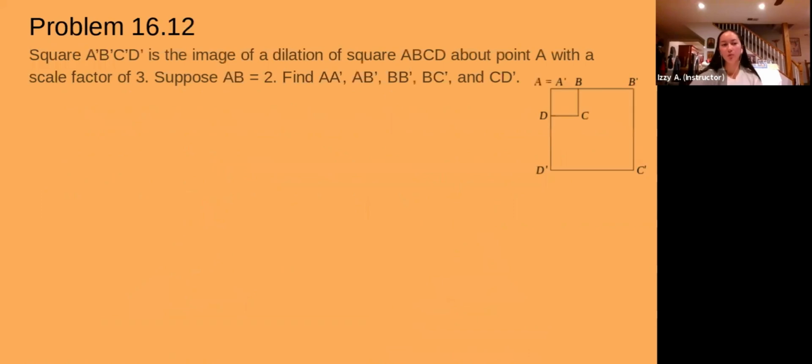Okay, next we have problem 16.12. Square A'B'C'D' is the image of a dilation of square ABCD about point A with a scale factor of 3. And suppose AB is equal to 2. Find AA', AB', BB', B'C', and C'D'. So A' is the image of point A, which is equal to the pre-image of point A, so yeah, they're going to be equal to each other. Give you guys some time to figure this out.